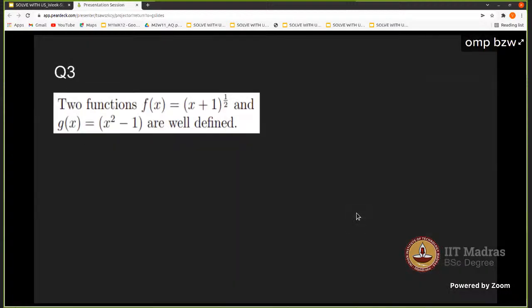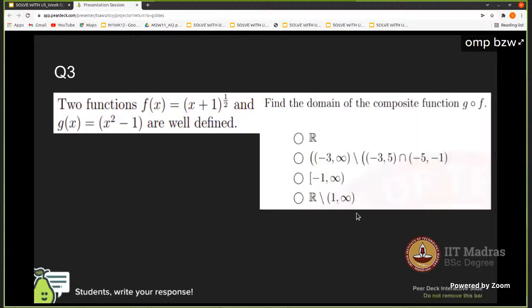Let us do one problem. There are two functions: f of x is (x plus 1) to the power half, and g of x is x square minus 1, which are well defined. When I say well defined, that means there is a domain for my function f of x and a domain for my g of x, and in those domains my functions are defined. So what I want is to find the domain of this composite function g circle f.